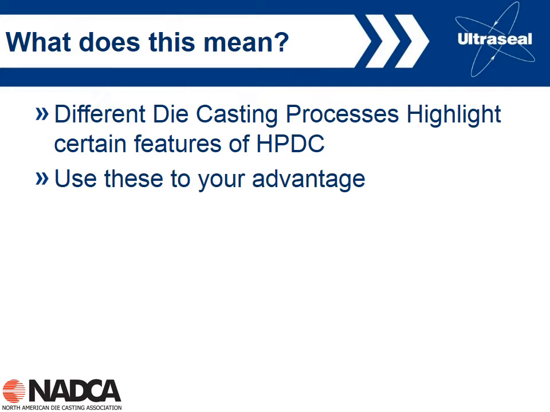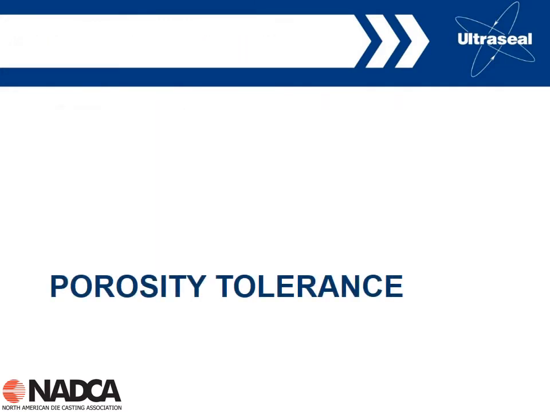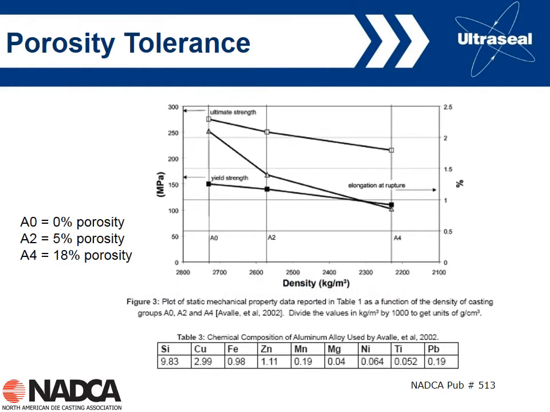We now have all these different tools, all these different processes available to us. So basically use these to your advantage when you're thinking about how to make the castings. Okay, so the next question we're going to talk about is that of porosity tolerance. We talked in previous webinars about the porosity characteristics of the process, so that basically porosity is essentially present in all die castings. We can control it and in some cases eliminate it.